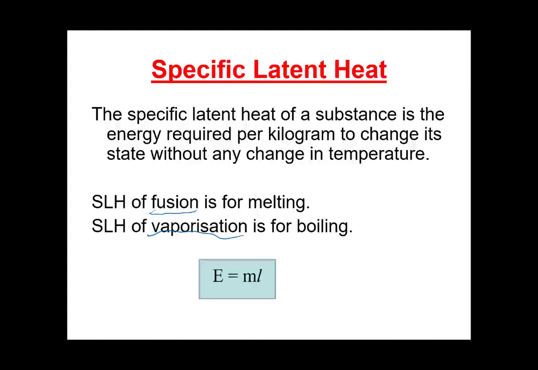And our formula for this is the energy, or sometimes you see it as the heat, Q, is equal to the mass of whatever it is that you're trying to boil or melt, multiplied by capital L, where L is the specific latent heat.